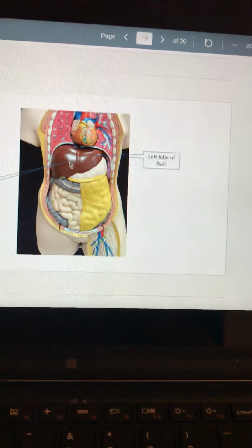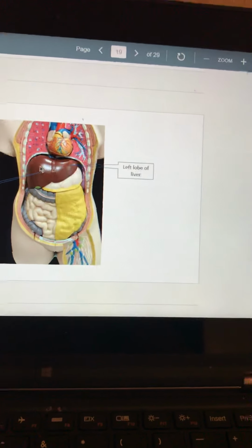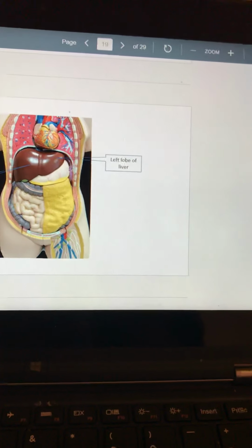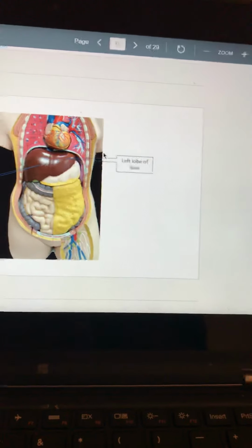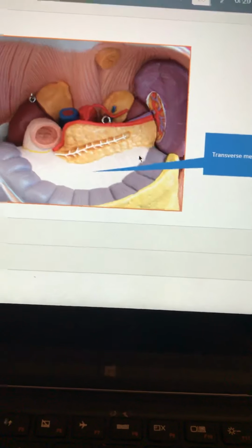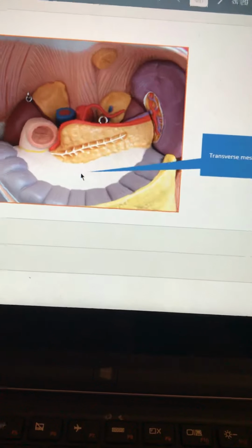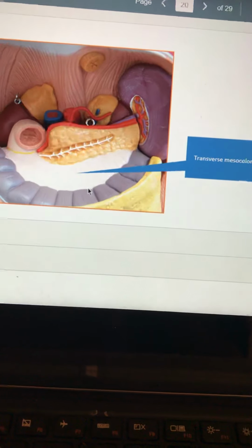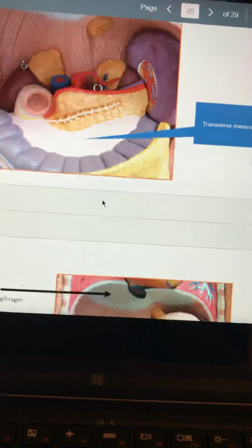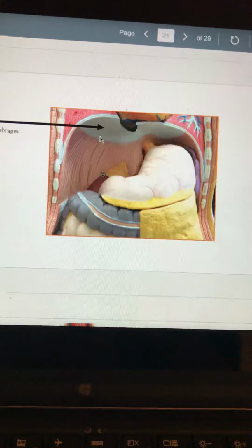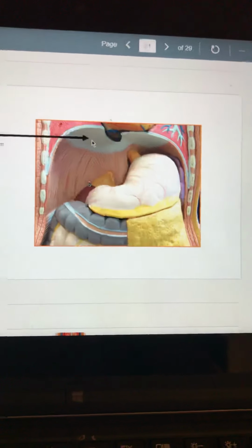And here we have, this is going to be the right lobe of the liver, right because of the right of the patient. This is going to be the left lobe of the liver, left of the patient. Right here is the transverse mesocolon. This is the large intestine. Right in this cavity area, this is the central tendon of the diaphragm.